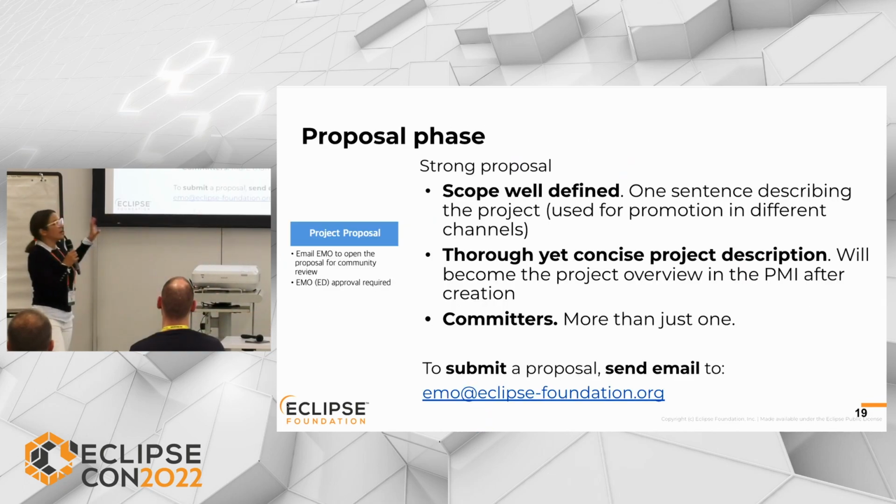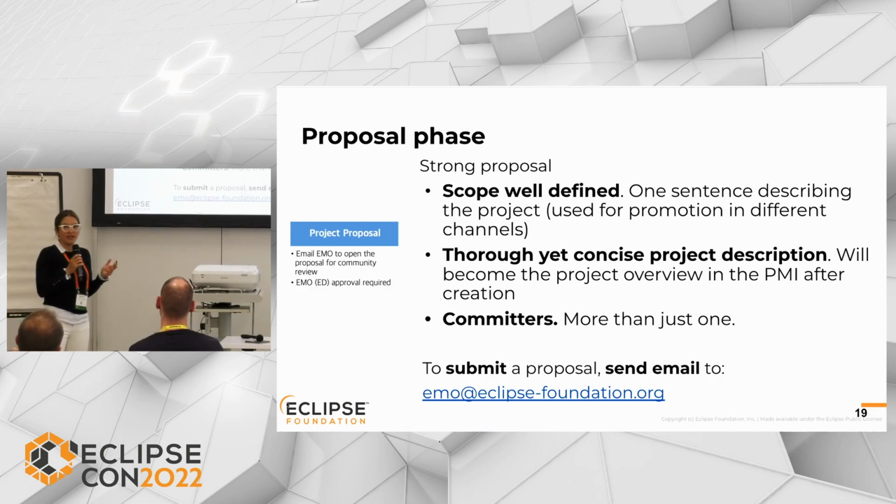A few things that we look at when we get a proposal is that it has a very well-defined scope. This is one sentence that we use to promote the project through different communication channels and internally. So it's really important that it's a strong phrase, a strong scope, well-defined. And we also want to have an elevator pitch kind of description of your project. That will become the presentation card of your project on the PMI, which stands for Project Management Infrastructure, when we actually create the project.